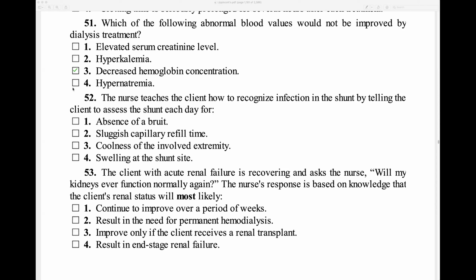Okay? If a patient has a low hemoglobin, remember, that's because patients with kidney disease are anemic because their kidneys don't make enough erythropoietin. So we can give them epoetin or darbepoetin, we can give them iron, we can give them blood transfusion. But dialysis is not going to help a patient with a low hemoglobin. Does that make sense?